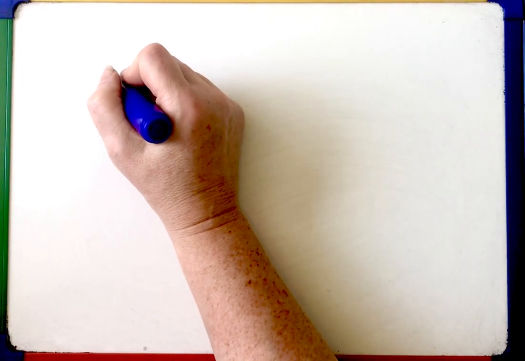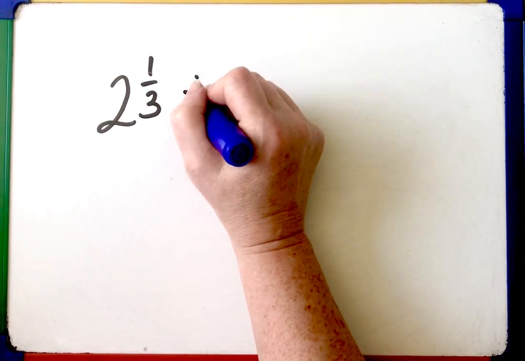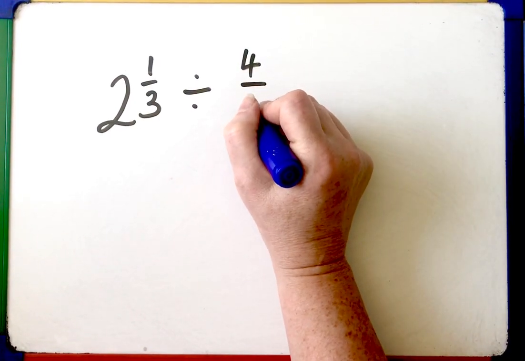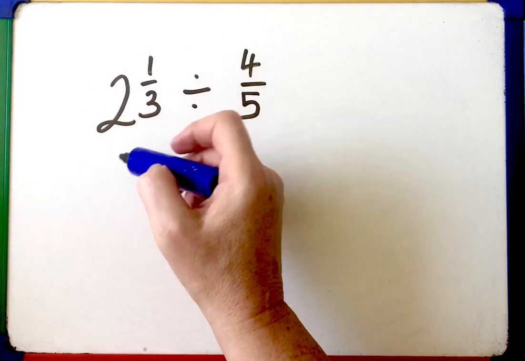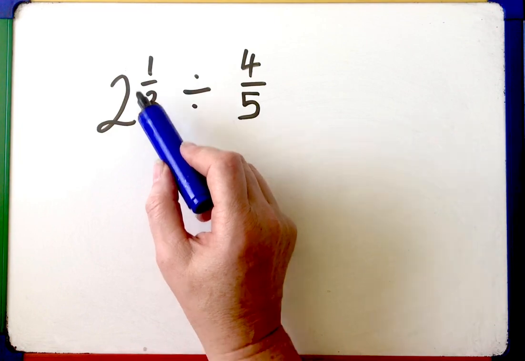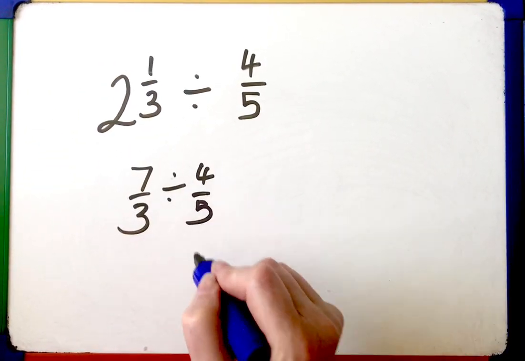Remember, Kick It or KFC. 2 1/3 divided by 4/5. Oh dear, looks a bit nastier. However, golden rule, if you see a mixed number, just change it to an improper fraction and then KFC or Kick It. So 2 3s are 6, 6 plus 1 is 7/3 divided by 4/5.